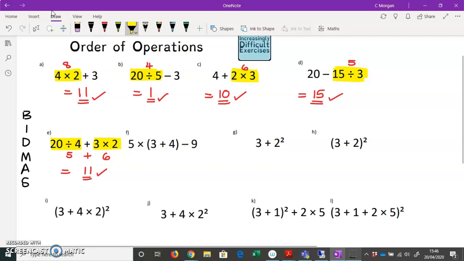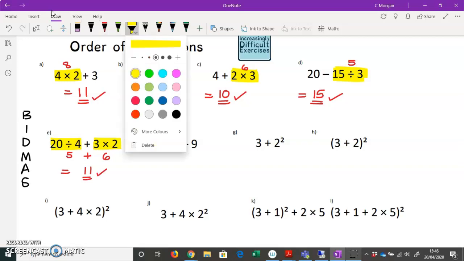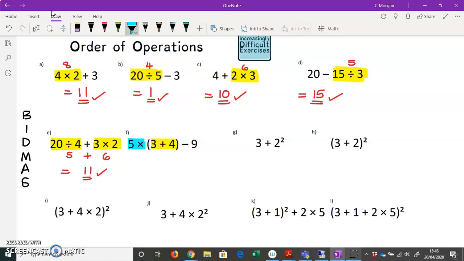I have to do the brackets first, and then I'm going to need to multiply my answer by 5. So 3 add 4 is 7. 5 multiplied by 7 is 35, but I've still got to subtract 9, which is 26. Next, I've got to do indices first before I add. Powers are indices, the most powerful thing first. 2 squared is 4. 3 add 4 is 7.